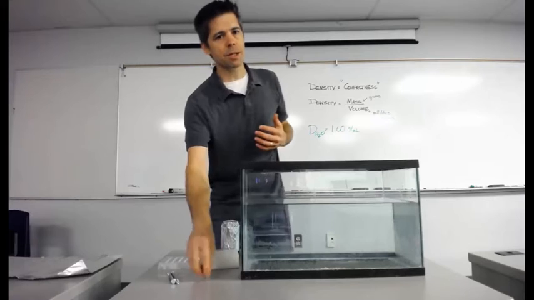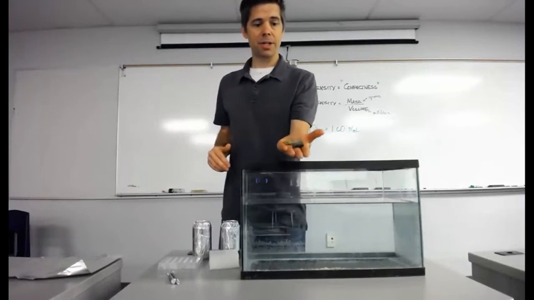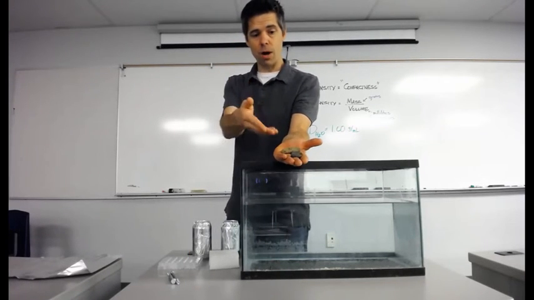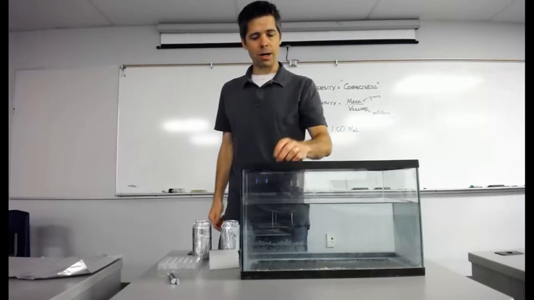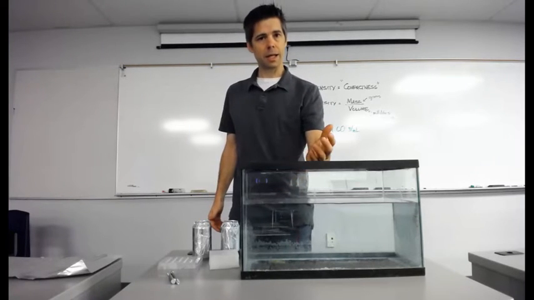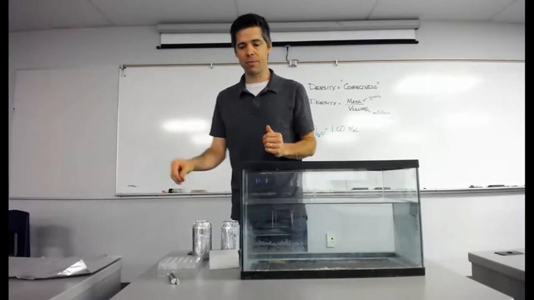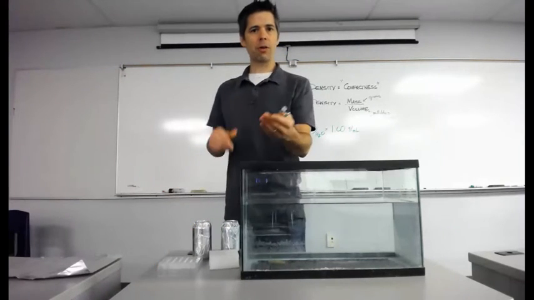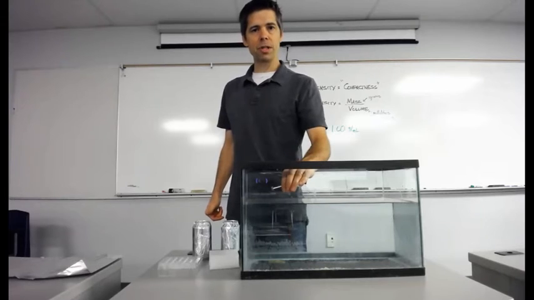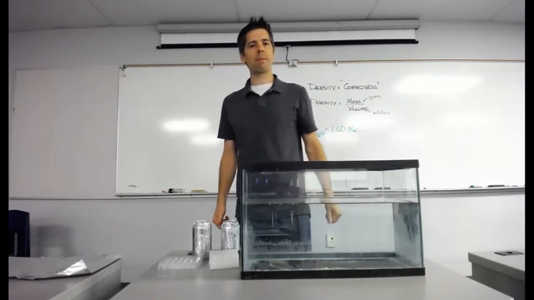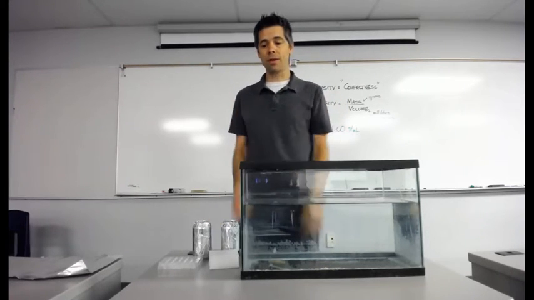I brought in some objects here. We're going to test their density. These objects, rocks, if I place them in the water, the rocks sink. And that tells us that they're denser than water. Their density is higher than 1. I also have some metal bolts here, and if I drop those in the water, of course the same thing happens because their density is greater than water.